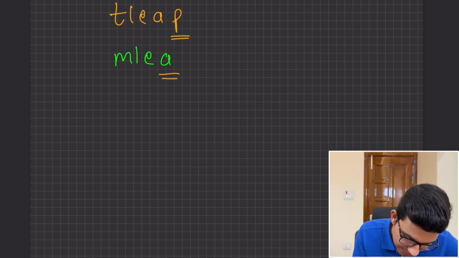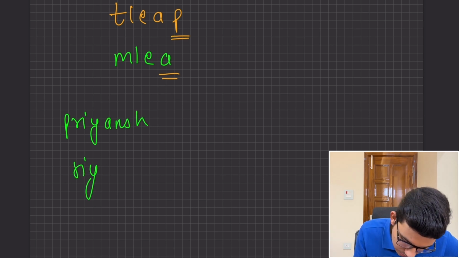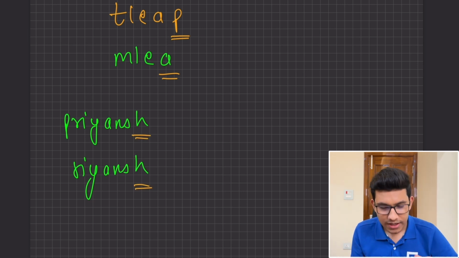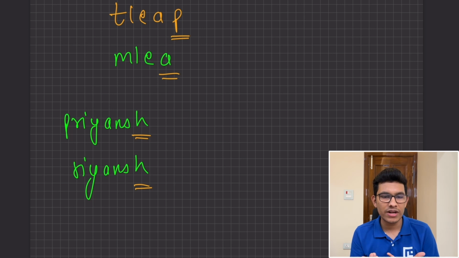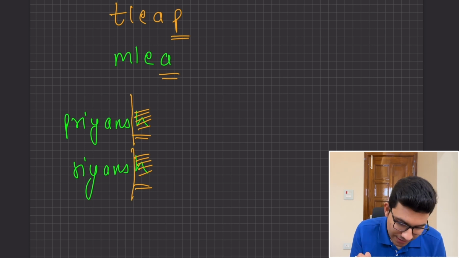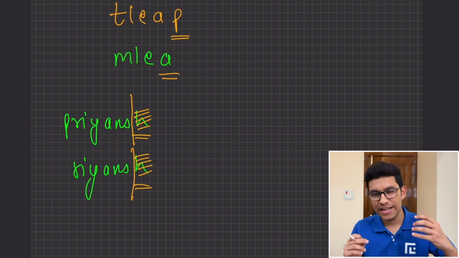Okay, let's consider one more example. Let's suppose you had something like Priyansh. And let's suppose you had something like Riyansh. Look at these last two characters. They're both matching, correct? So if both of these characters are matching, we don't really need to care about them. We can just exclude them from the string. We will just say that, okay, I want to match this part of the string with this part of the string, correct?